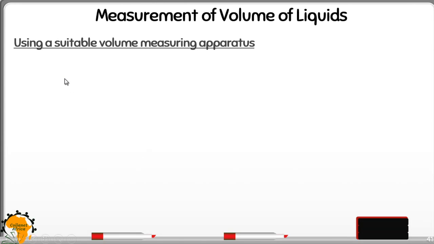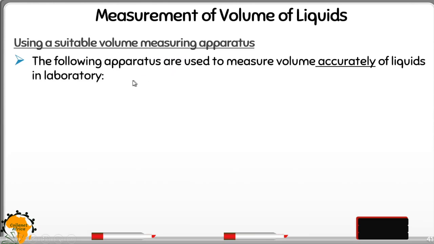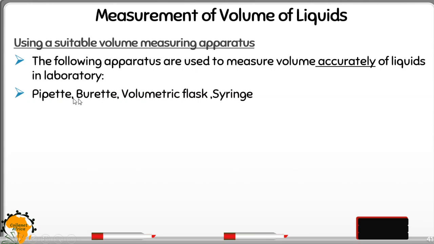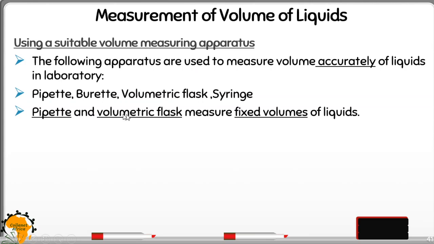Then we have another method. That one was using a cross-sectional area or a container with known dimensions. Then the other method is when you are using a suitable volume measuring apparatus, and we have them in our laboratories. This one, you just pour the liquid and ensure that you get the reading. We have pipette, burette, volumetric flask, and syringe. Pipette and volumetric flask are used to measure fixed volumes.